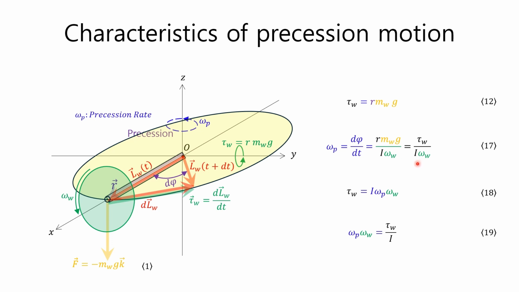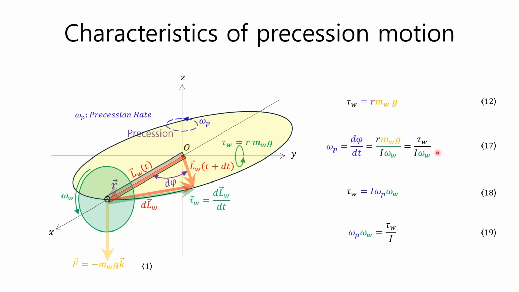From equation 17, we can see the characteristics of precession. As the active torque tau w increases, the precession rate increases. On the other hand, as the mass moment of inertia of the gyroscope increases or the rotational speed omega w increases, the precession rate decreases. In addition, we can see from equation 17 that the mass is not related to the precession rate. This is because in the last term of equation 17, the torque tau w includes the mass, and the denominator I also includes the mass, so they cancel each other.